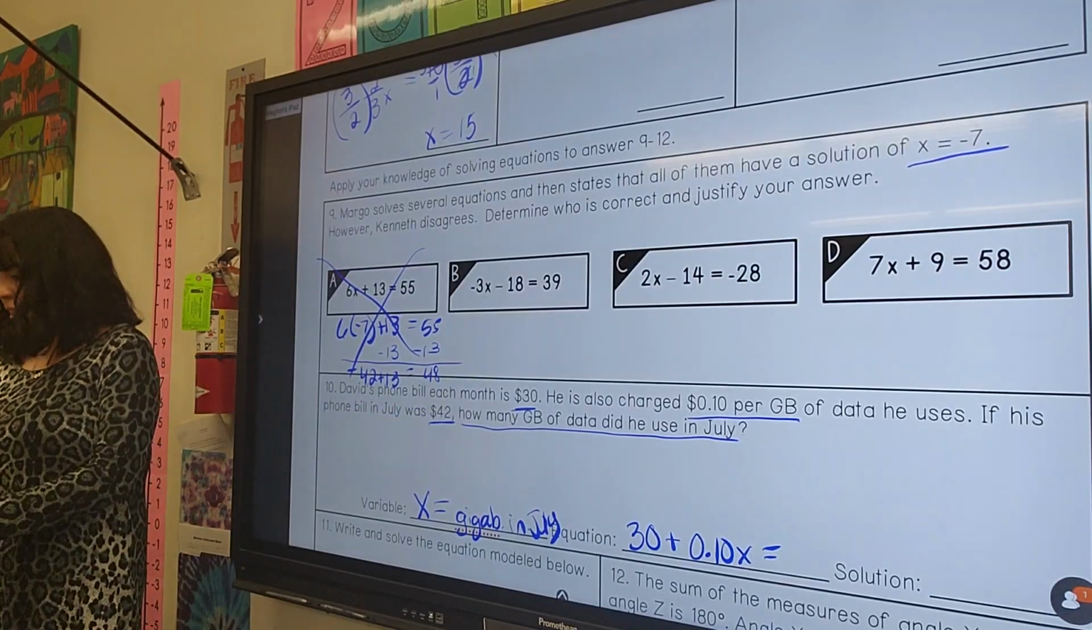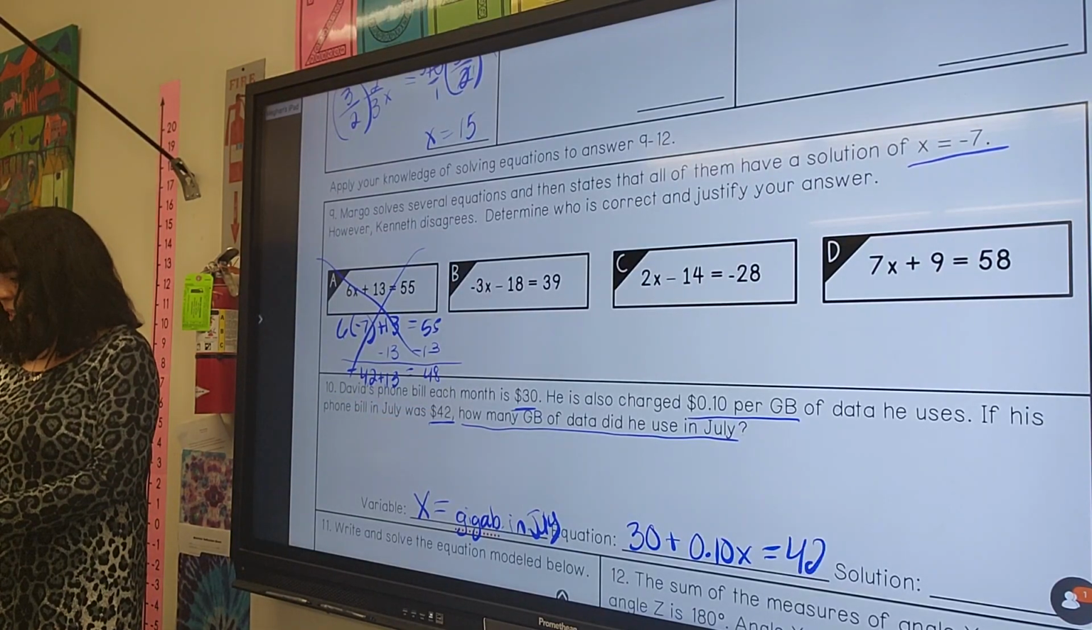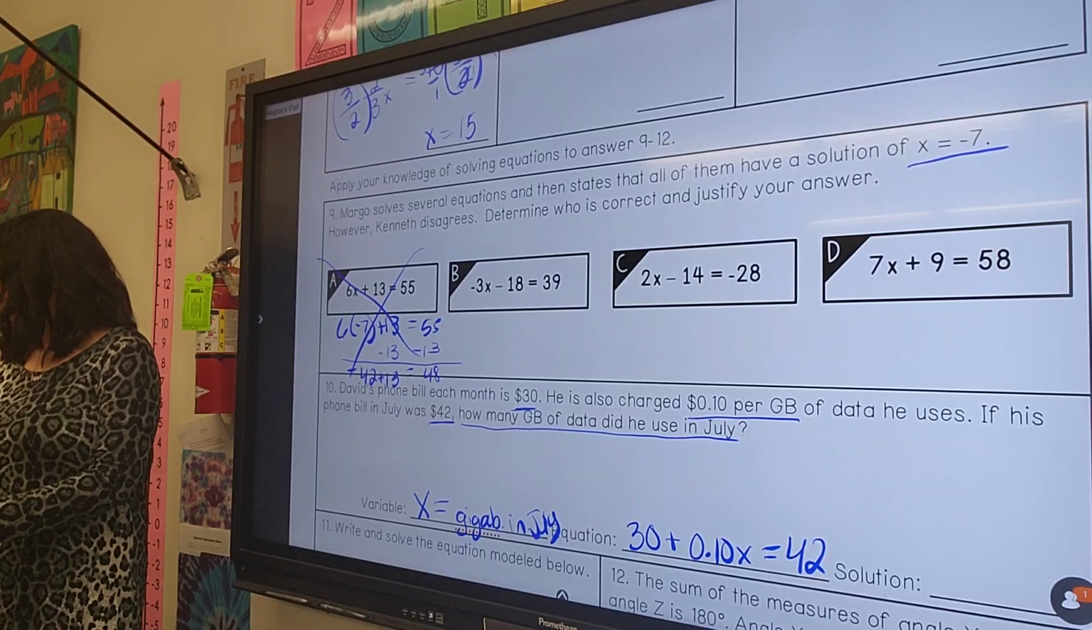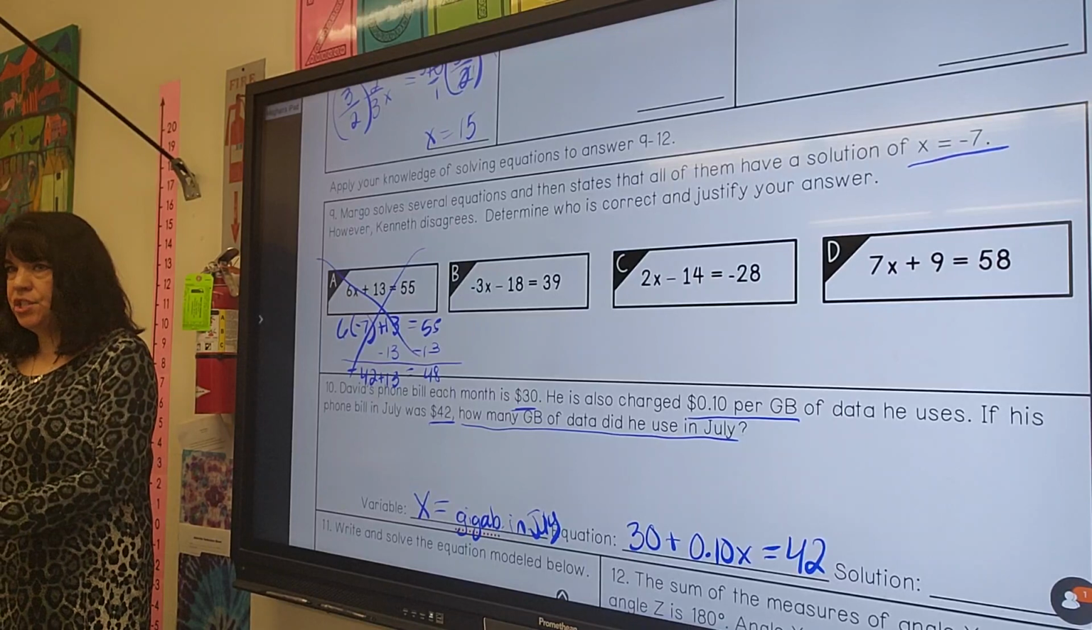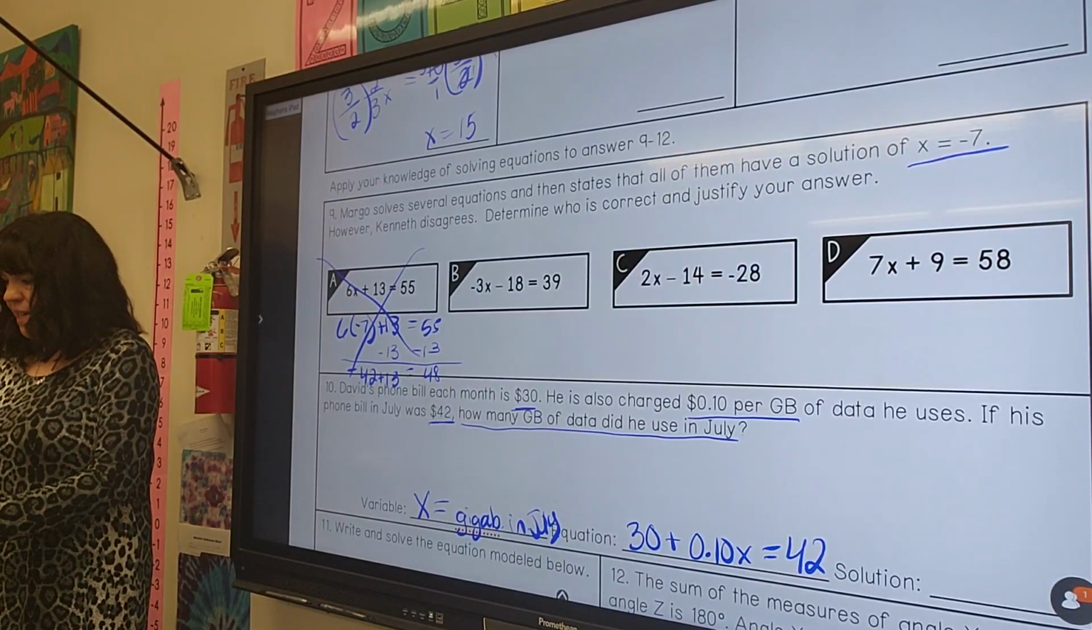42, so it's got to equal 42. You use variables. So now we can solve that and find out how much data he used in July, how many gigabytes of data.